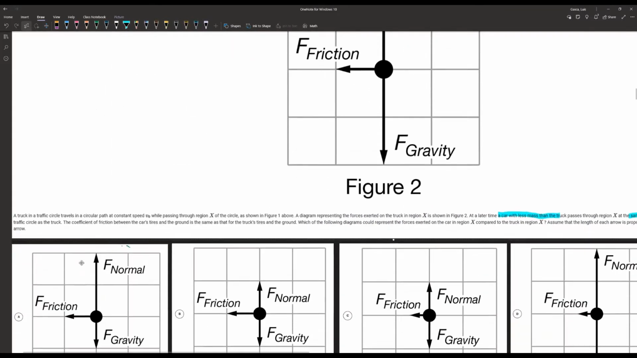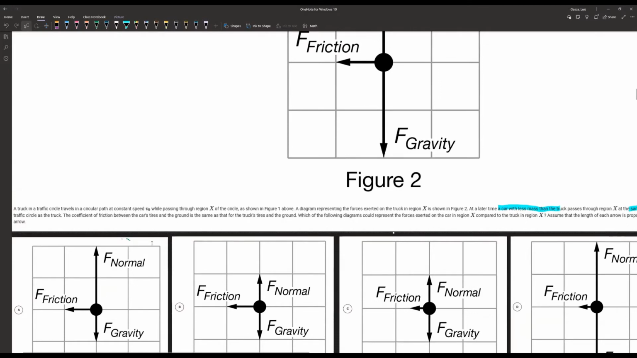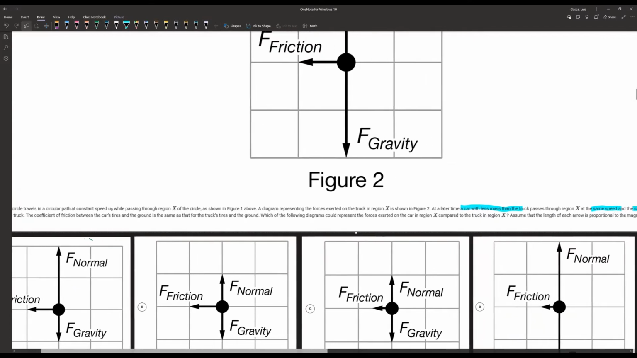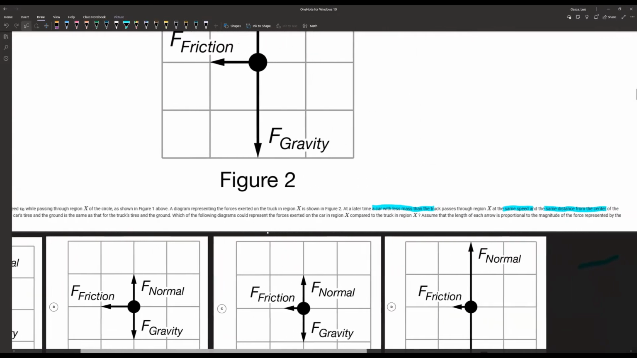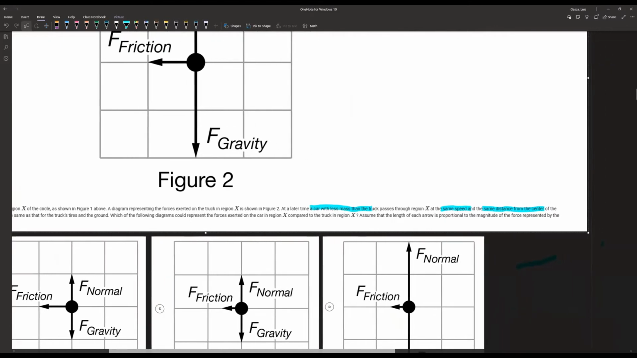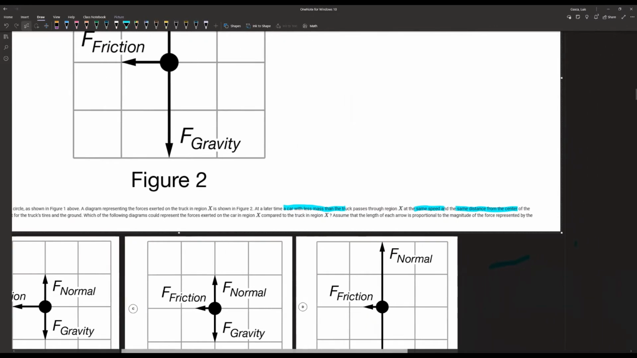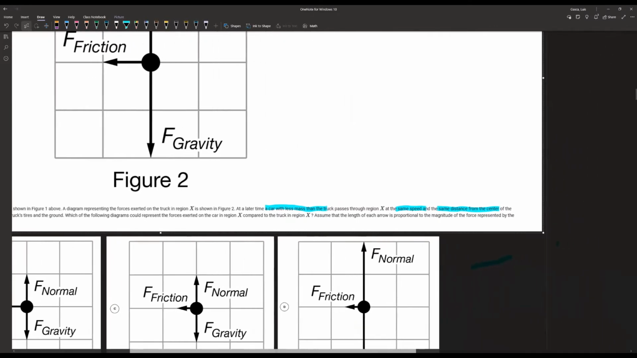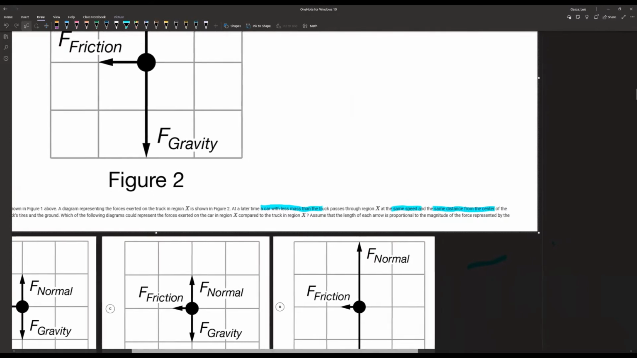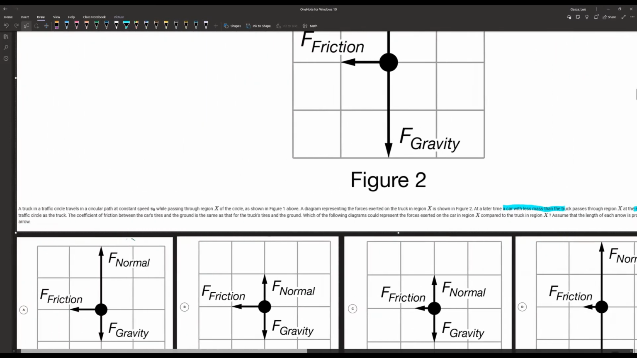Same traffic circle as the truck. The coefficient of friction between the car's tire and the ground is the same as that for the truck's tires and the ground. Which of the following diagrams could represent the forces exerted on the car in region X compared to the truck in region X? Assume the length of each arrow is proportional to the magnitude of the force represented by the arrow.